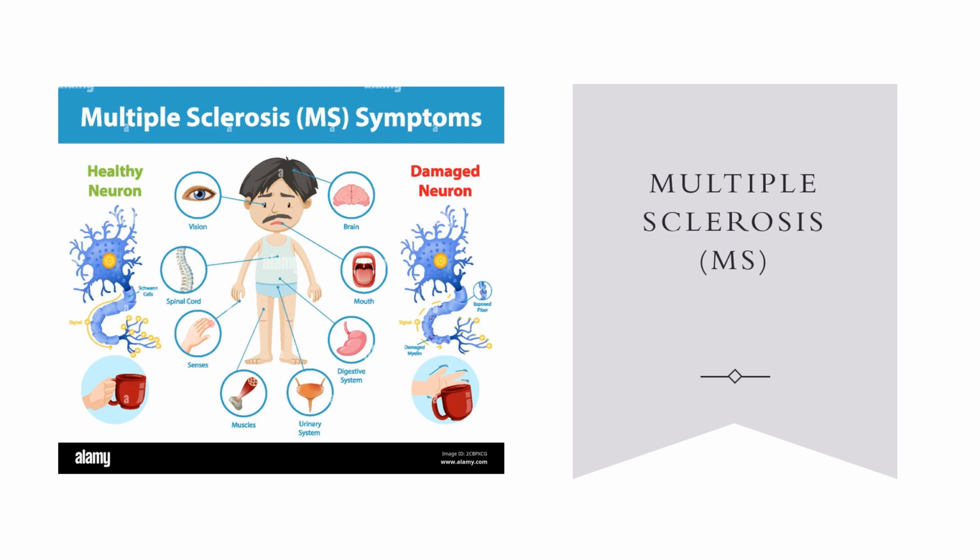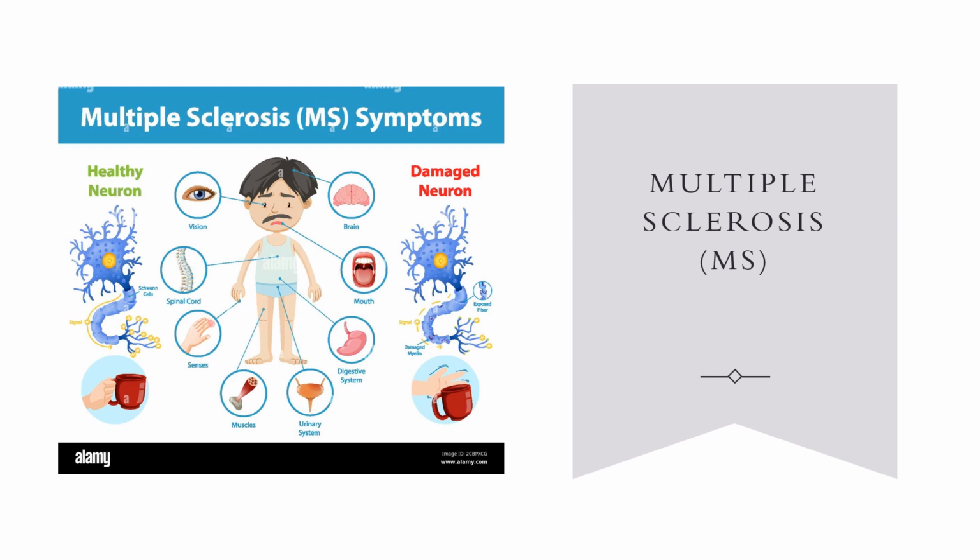All right, multiple sclerosis or MS. This is a demyelination disorder. So remember the myelination around that neuron. This is considered an autoimmune disorder. It is a progressive disorder, so that means it progresses over time.